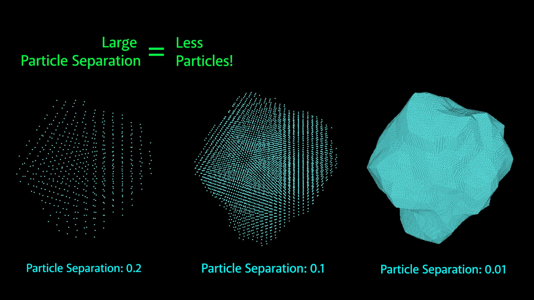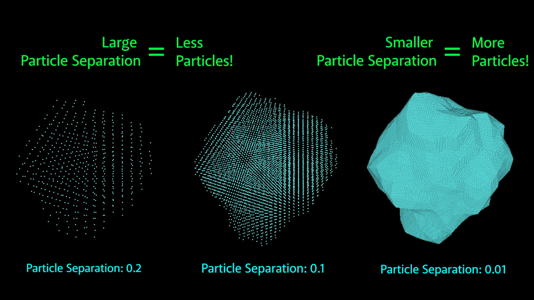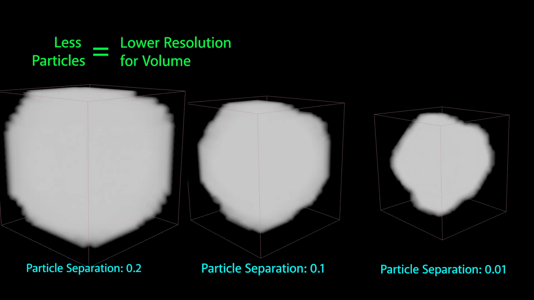Same as if you had a higher value for the particle separation, then the distance between each particle is further apart, thus resulting in less particles that can fit in the geometry. If you have a small particle separation value, the more particles. This results in a higher resolution for the volume.